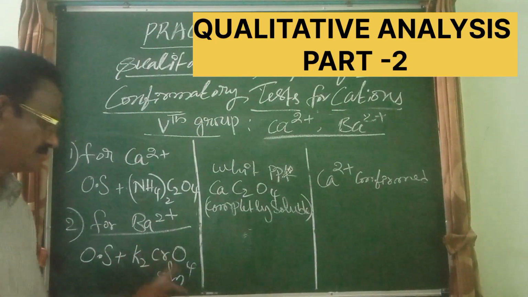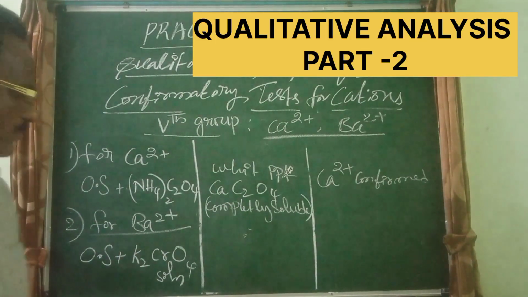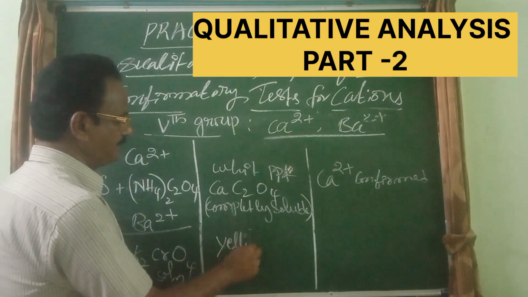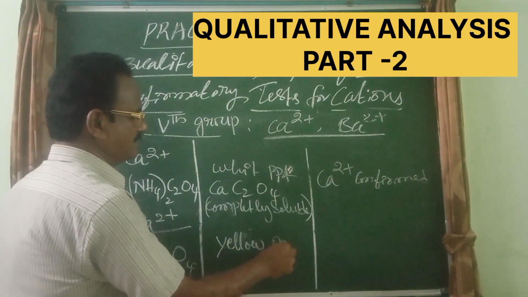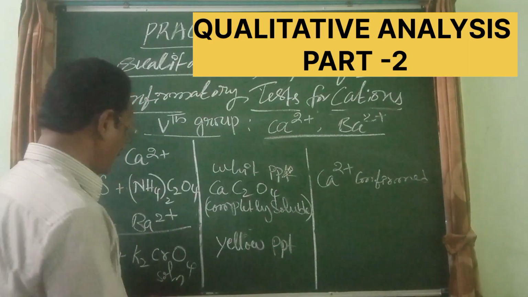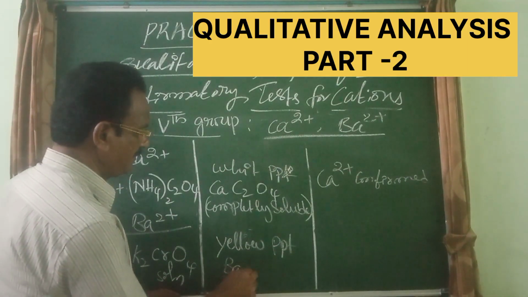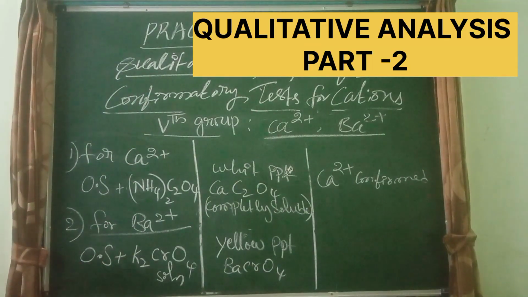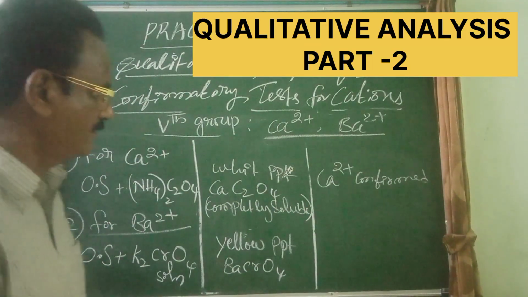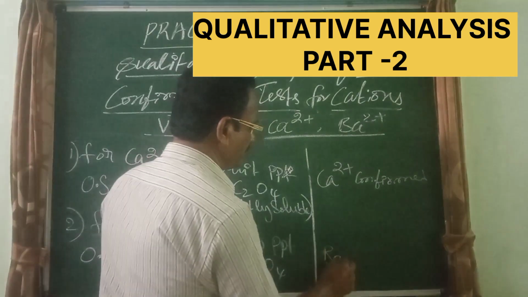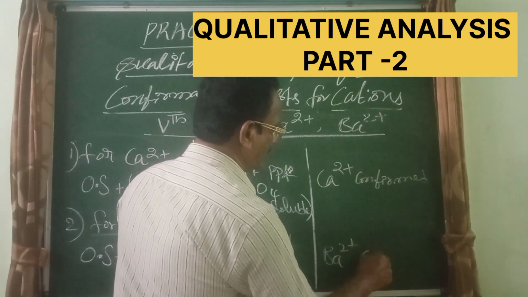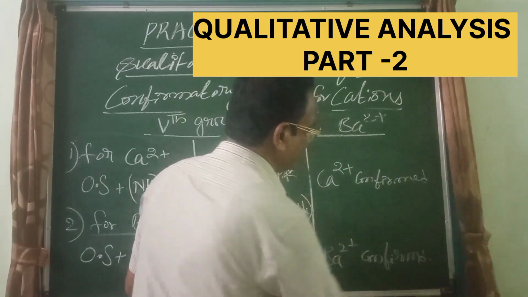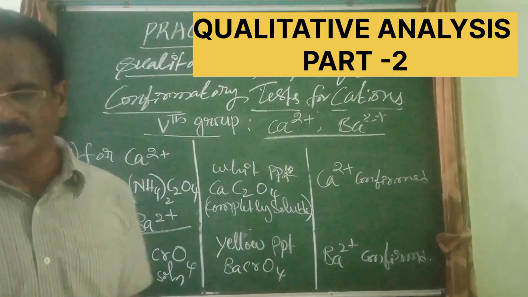See the formula, K2CrO4. Potassium chromate solution is added. A yellow precipitate is formed if there is Ba2+. The formula of the yellow precipitate is BaCrO4. Here barium replaces potassium. If such a precipitate is formed, then Ba2+ is confirmed.